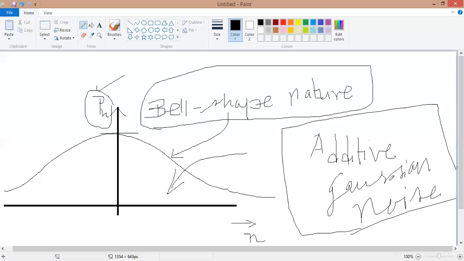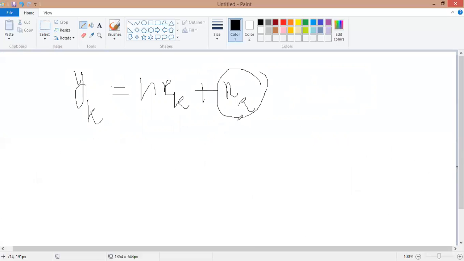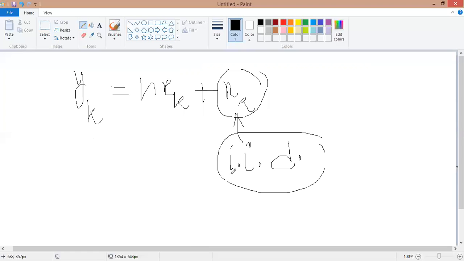Another thing I want to tell you is that if I talk about this noise, I need to write y[k] is equal to h x[k] plus n[k], where n[k] is the additive white Gaussian noise, and its nature is defined by a distribution known as IID, and it may follow this IID. What is IID? Independent and identically distributed in nature.